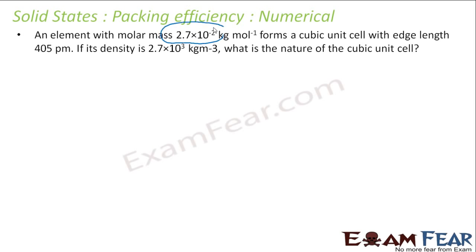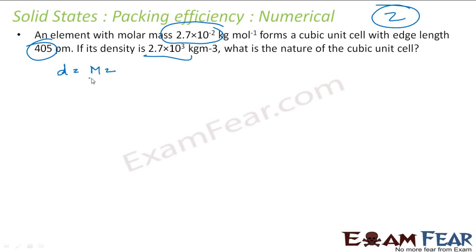An element with molar mass of 2.7 into 10 to the power minus 2 kg per mole forms a cubic unit cell with edge length of 405 picometer. Density is this. What is the nature of the cubic unit cell? We have to find the nature of the cubic unit cell. How can we do it? We can find the value of Z. Z is 1 for simple cube, 2 for body centered, 4 for face centered, correct? So we have this formula: density is equal to mass Z Na by a cube. I have to find Z. Z is nothing but D Na a cube by m.